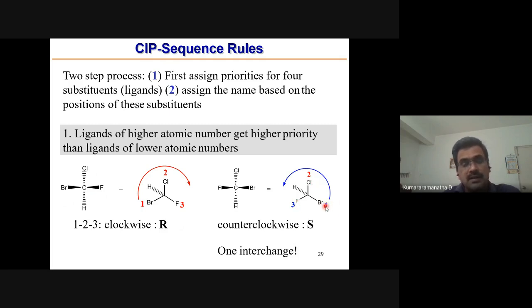Now you see the assignment. 1 and 2 remain the same, only we are flipping bromine to fluorine. So it goes anti-clockwise. You know that if it is clockwise, you call it rectus, and if it is anti-clockwise, you call it sinister. So you can see here it goes in the anti-clockwise direction, counterclockwise. So just by a small interchange, flipping these two atoms, you can make R and S. So this is the first rule. The take-home message is that high atomic numbers will be prioritized over low atomic numbers.